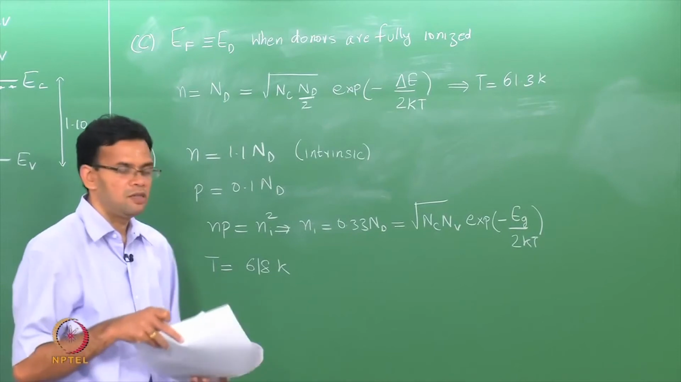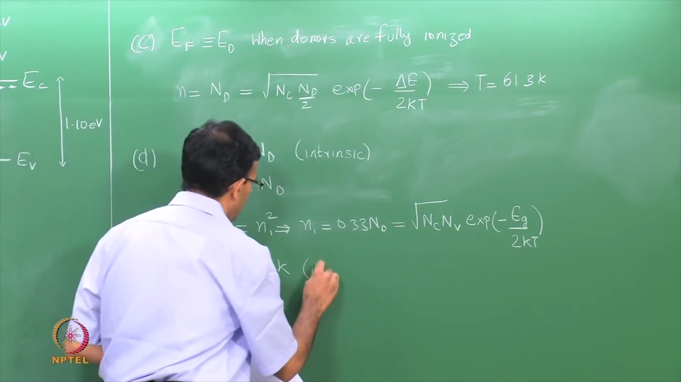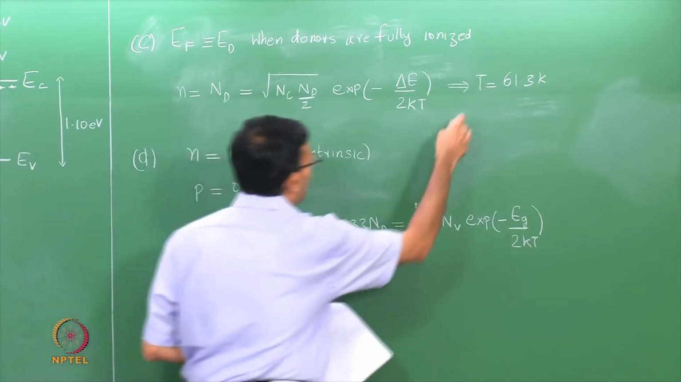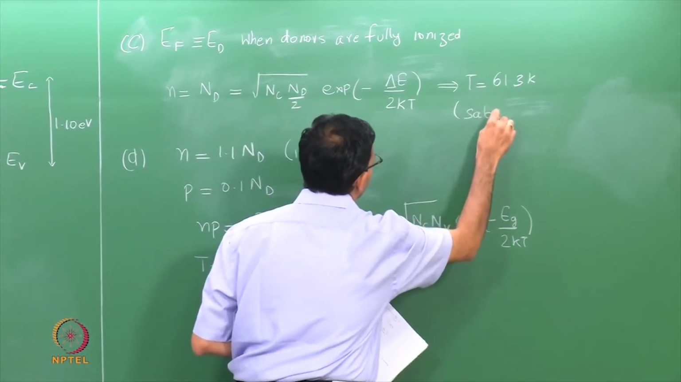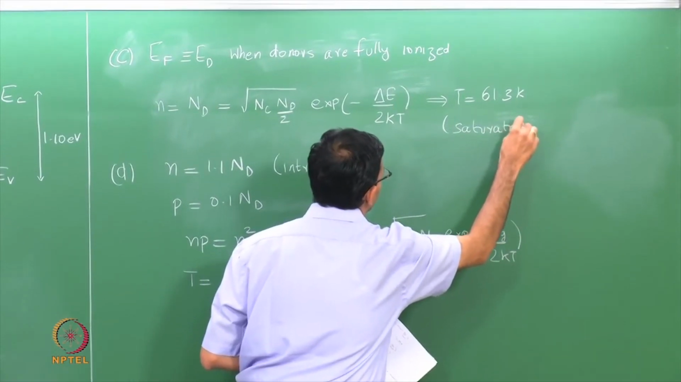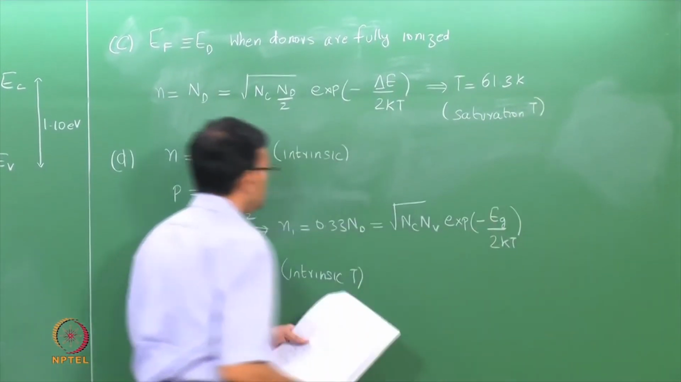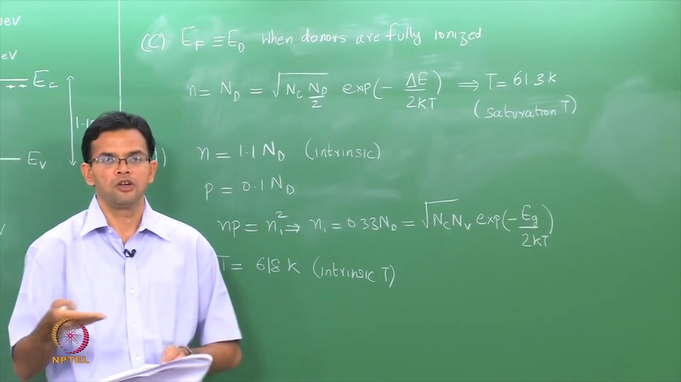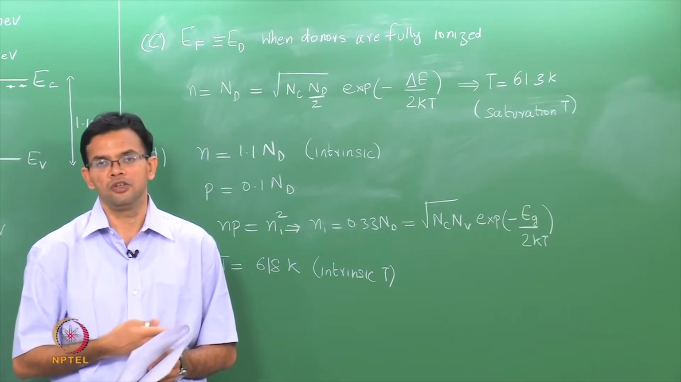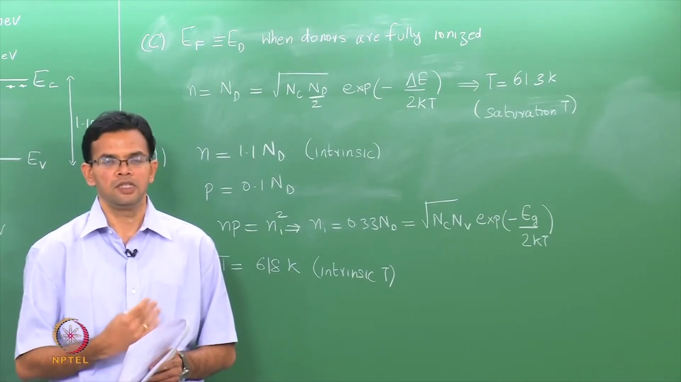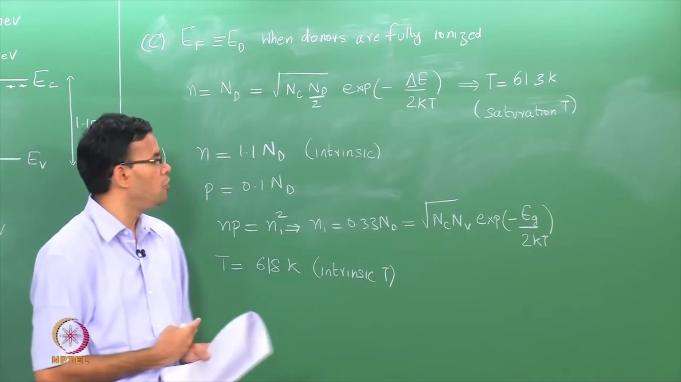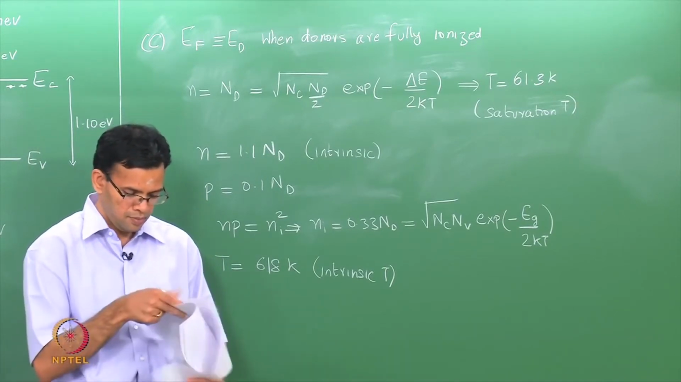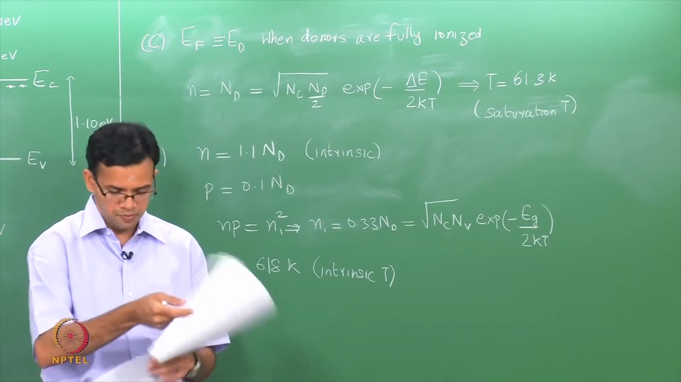So, this temperature T is called your intrinsic temperature. This is called your saturation temperature. So, that between the saturation and intrinsic, your concentration of electrons, which is your majority concentration, is within 10% of the donor concentration. Part E, you are asked to sketch a schematic.